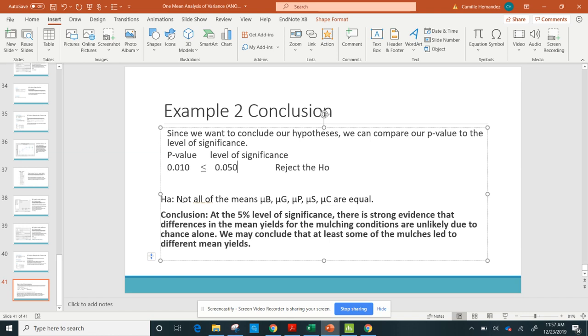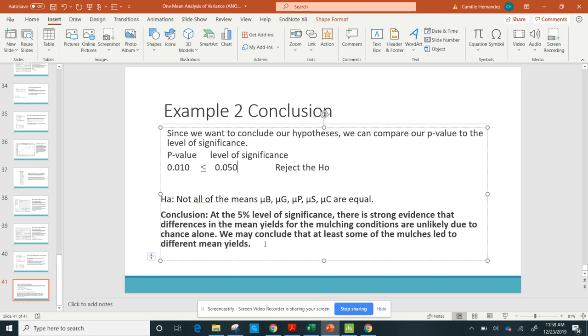So what that means is I reject the null, and my alternative is true. So not all the means are equal. So my conclusion: at the 5% level of significance, there is strong evidence that the difference in the mean yields from the mulching conditions is unlikely to be due to chance alone. We may conclude that at least some of the mulches lead to different mean yields.